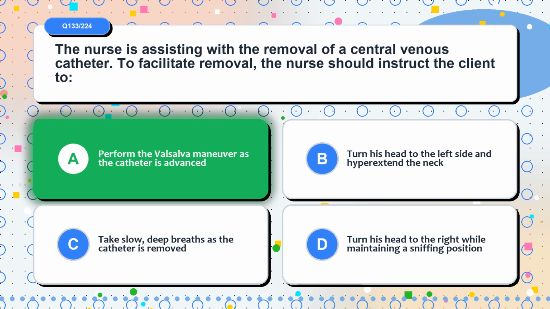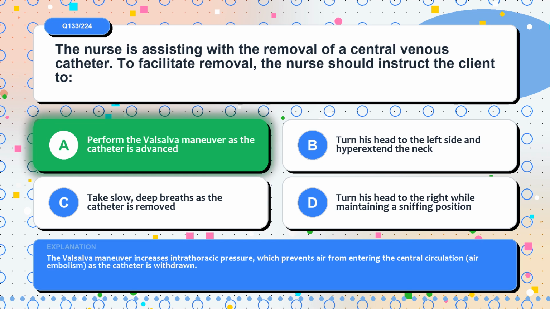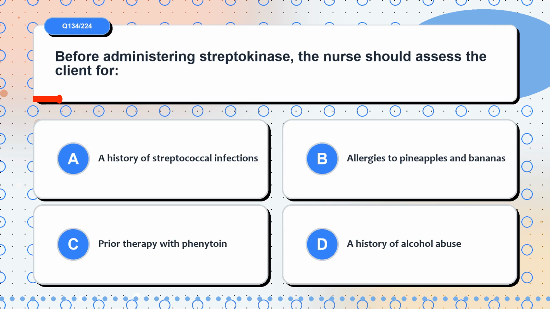The correct answer is option A. Perform the Valsalva maneuver as the catheter is advanced. The Valsalva maneuver increases intrathoracic pressure, which prevents air from entering the central circulation, air embolism, as the catheter is withdrawn. Question 134. Before administering streptokinase, the nurse should assess the client for.